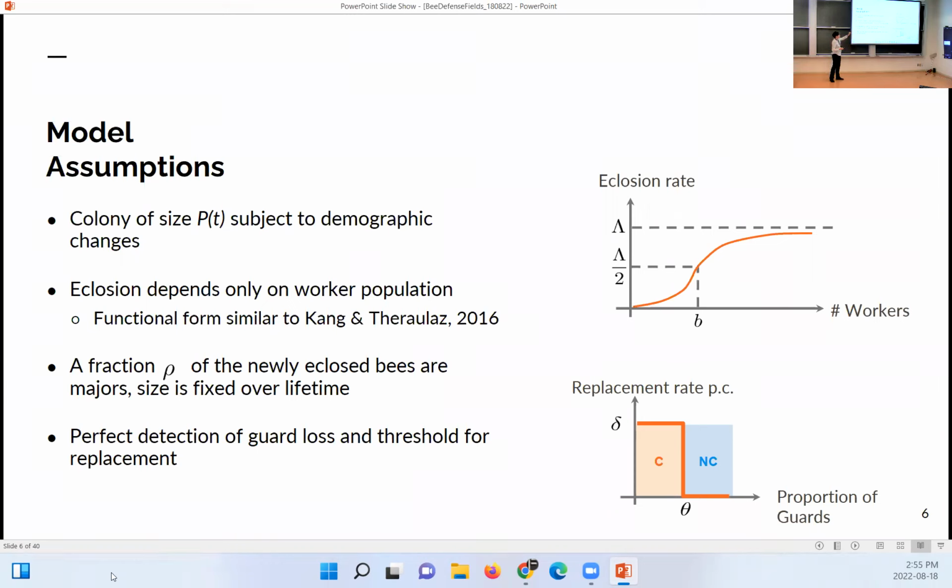This function has been used before in other social insect models. And then we assume that a fraction of the newly eclosed adults are majors, and then the rest are minors. So we have a fixed fraction of specialized individuals.